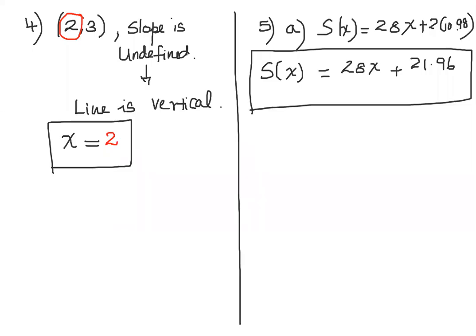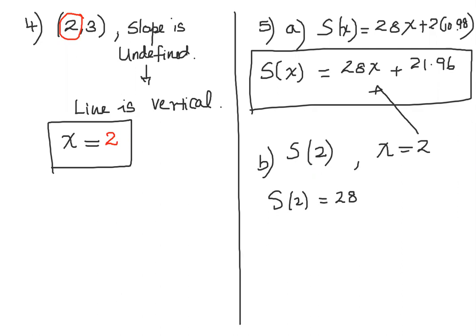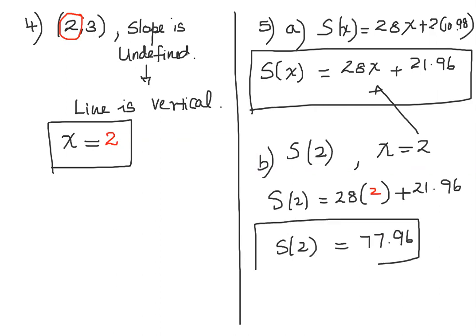So next we are going to do part B, evaluate S of 2. That means we have to plug in x equals 2 in this equation. So S of 2 is going to be 28 times 2 plus 21.96, which is going to be 77.96. So it costs $77.96 to rent the machine for 2 days with 2 bottles of shampoo.